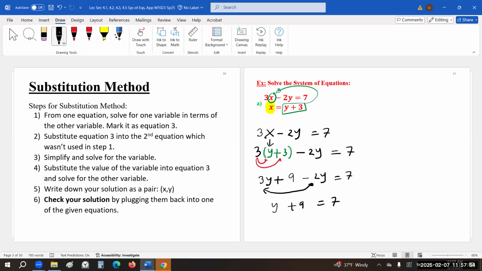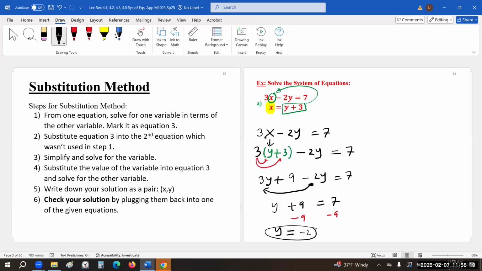What do you have to do? Subtract 9. See, we already found our y value. What is 7 minus 9? Negative 2. So we know that the two lines are intersecting at y equals negative 2. But you also need the x. The solution must be a point.